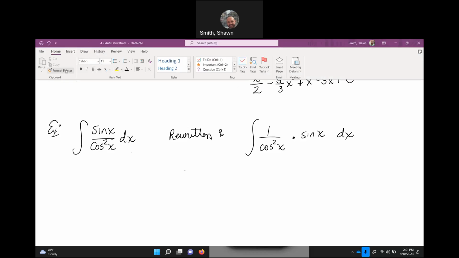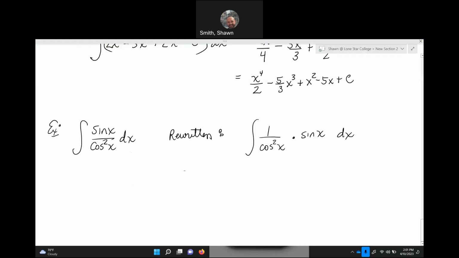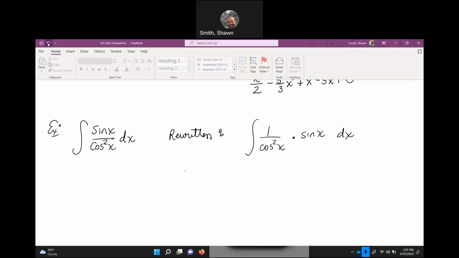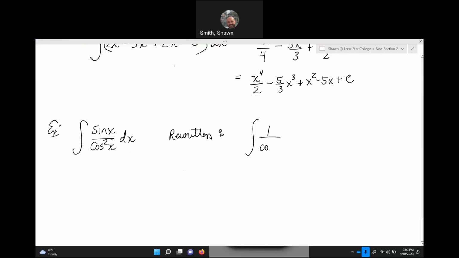There's my eraser here. I don't know, I'm not familiar enough with this program. Let's just do it quick. There you go. How about if I do 1 over cosine x times sine x over cosine x? That's the same thing, right?